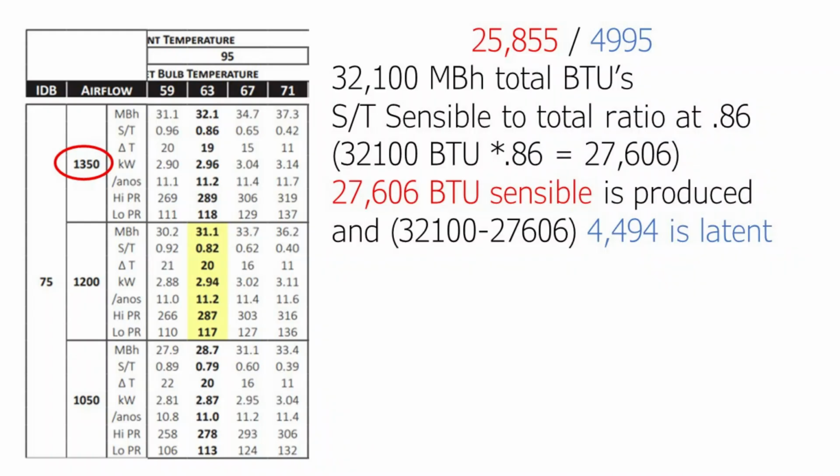Now let's take a look at the incorrect blower speed. This is not necessarily an ESP problem, but can certainly be affected by the ESP. If we're moving 1,350 CFM, our sensible heat ratio is now 0.86, which means 27,606 BTUs sensible and 4,494 latent. Although we can take care of the sensible load, our humidity draw would be less than the needs of this home.